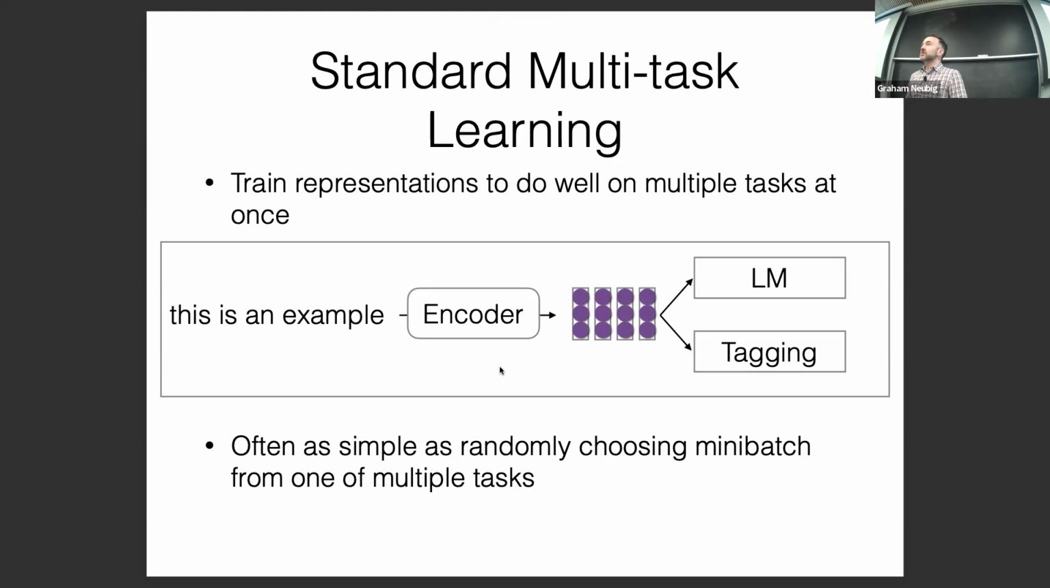The very simplest way to do this is to train the model and sample one mini batch for one task, another mini batch for another task, and just alternate between them, or sample 4 from one task and 1 from another task. So it's often as simple as that. Or you can just mix all of the data together. If everything is text-based, then you don't even need to worry about mini batches.